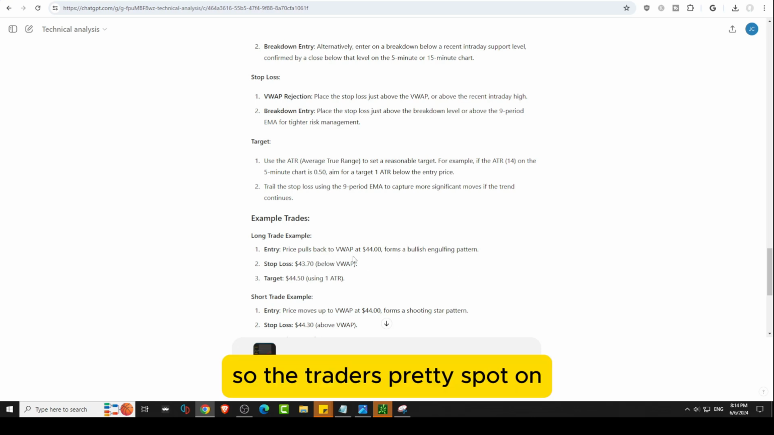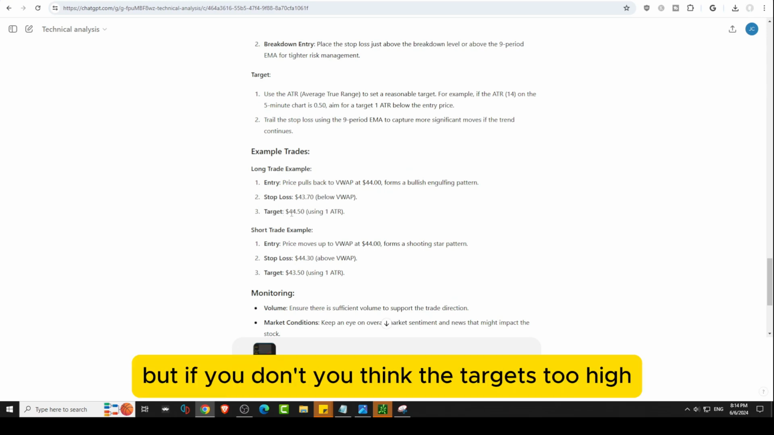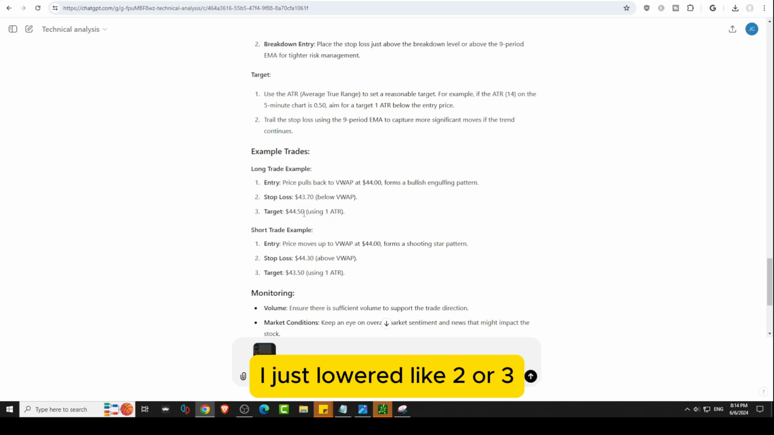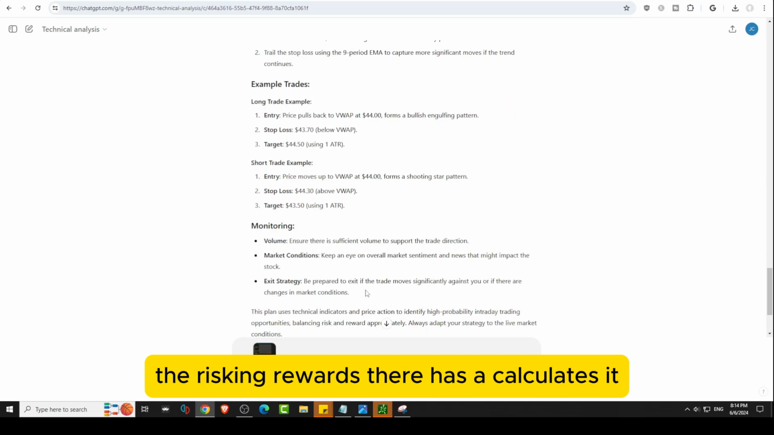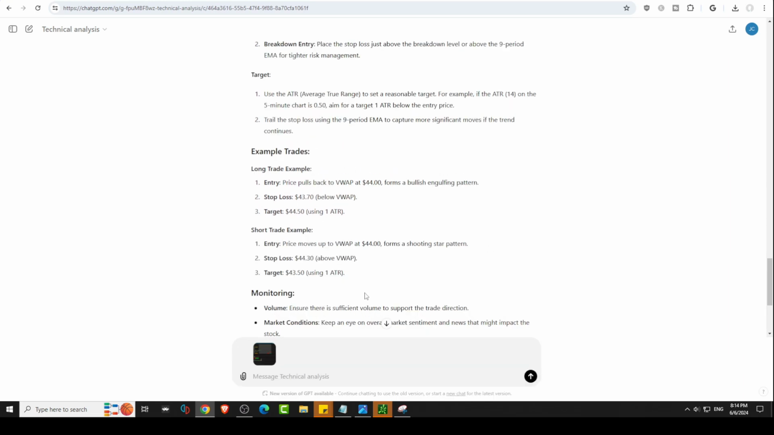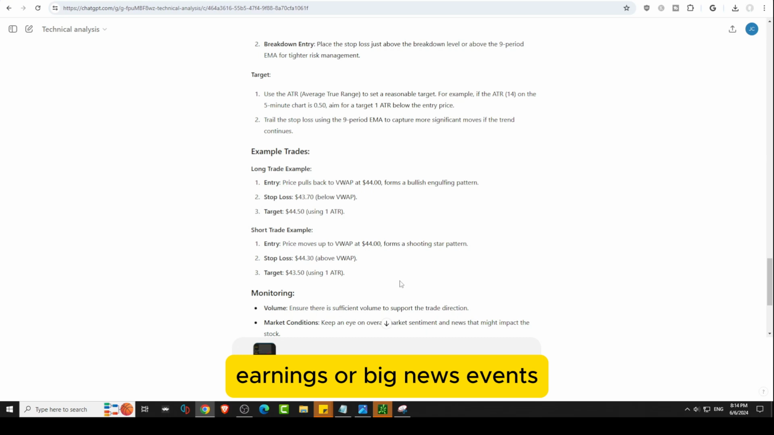And trades are pretty spot on. It gives you long and short trades, like stop losses and target entries. So they're pretty reasonable, but if you think the target's too high, I just lower it by like 2 to 3, 5 cents to be more safe. But the stop losses, the risk and rewards are there because it calculates it, so it's pretty good on that. The only days I would avoid are like FOMC, earnings, or big news events. And that's about it.